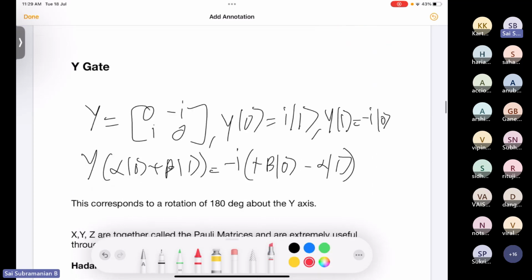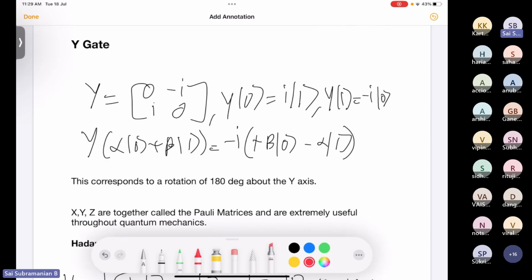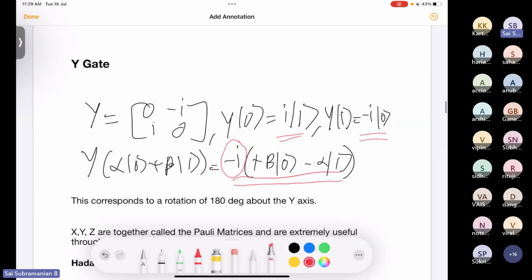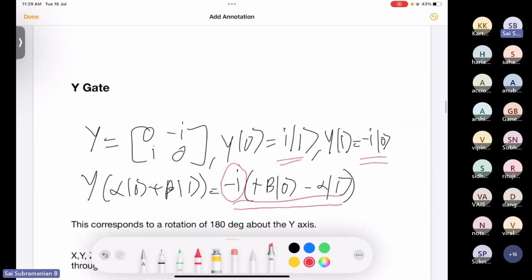Then our third gate is, you guessed it, the Y gate. We will not be using this gate that much, but it is similarly a rotation of 180 degrees about the Y axis. It takes the 0 state to i times 1, and it takes the 1 state to minus i times 0. It takes alpha 0 plus beta 1 to minus i times (beta 0 minus alpha 1). The reason I take the minus i outside is, remember, for a single qubit, this global phase does not matter. So it's what is inside that matters. What is inside is just a 180 degree rotation about the y-axis of the original vector. So if you look at the Y gate, you can sort of think of it as a combination of the effects of the X and Z gates.